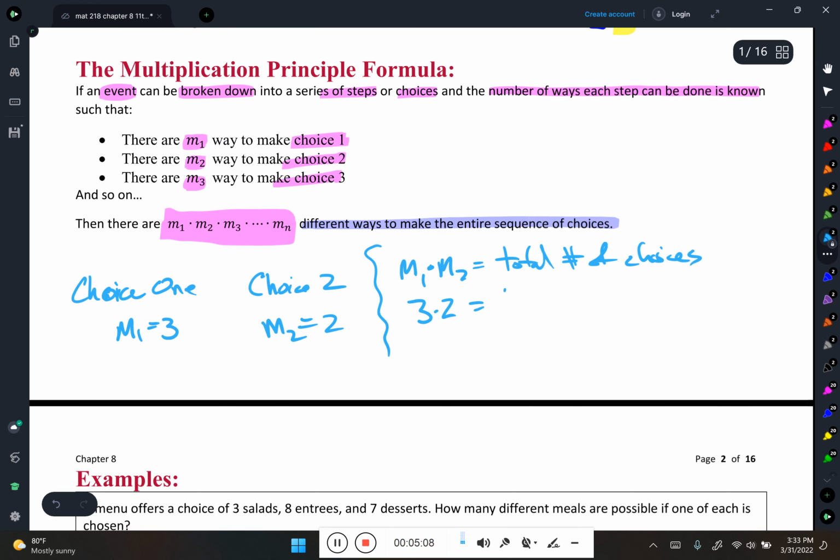Again, for an example this small, that wouldn't be too bad. But what about my hypothetical example? Well, M1 would be 12 because there were 12 pastries, and M2 would be 5 because there were 5 drinks, and then 12 times 5 is 60. So there'd be 60 different breakfasts.